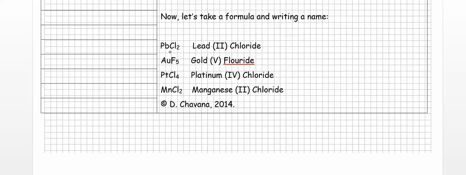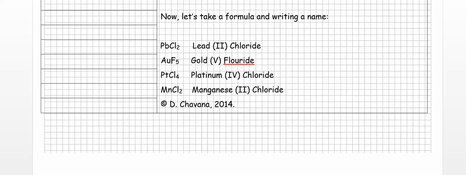So let's take a look at this first one. We have PbCl2 and we want to name that compound. How would we name it? Well, the first thing to notice is that lead is a transition metal. It has more than one possible oxidation number or charge, and we've got to figure out what that is so that we can describe it in the name. So how do we do that?